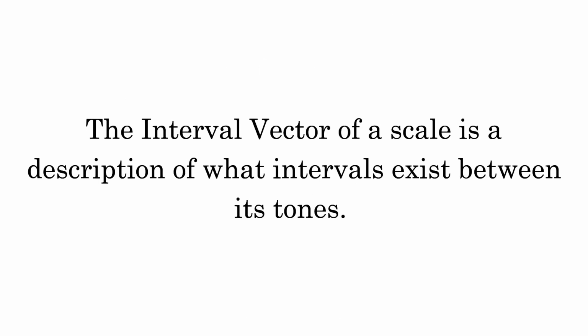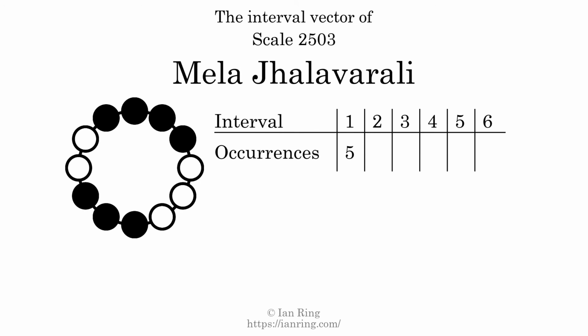The interval vector of a scale is a description of what intervals exist between its tones. There are 5 intervals with a size of 1 semitone. They are here, here, here, here, and here. There are 3 intervals with a size of 2 semitones. They are here, here, and here. There are 2 intervals with a size of 3 semitones. They are here, and here.